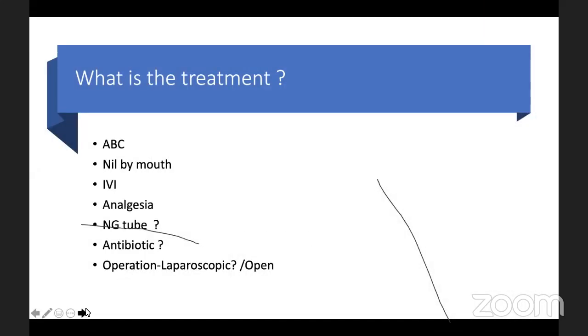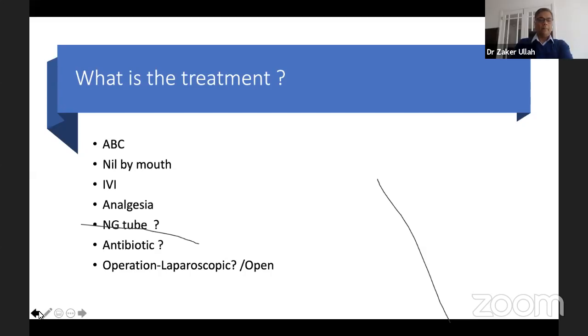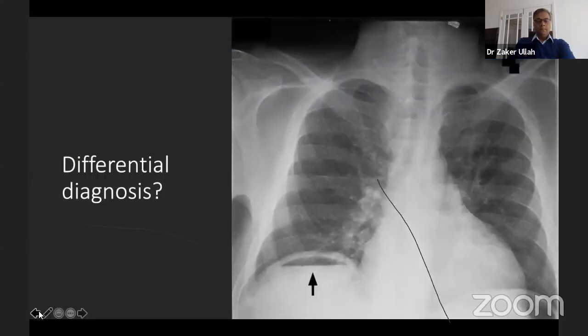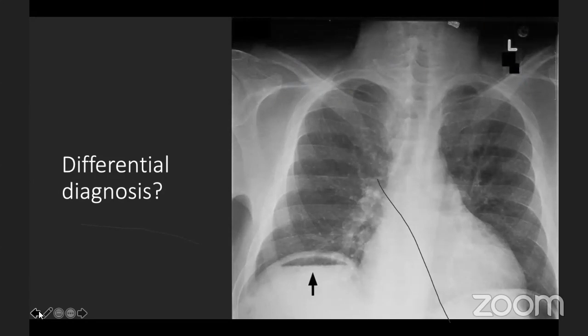Now, what is the treatment for this patient? How are we going to treat this patient? Saidul? I will start the patient nothing per oral. Okay. And IV fluid. Good. IV access and good. Catheterization for the measurement of the input-output chart.